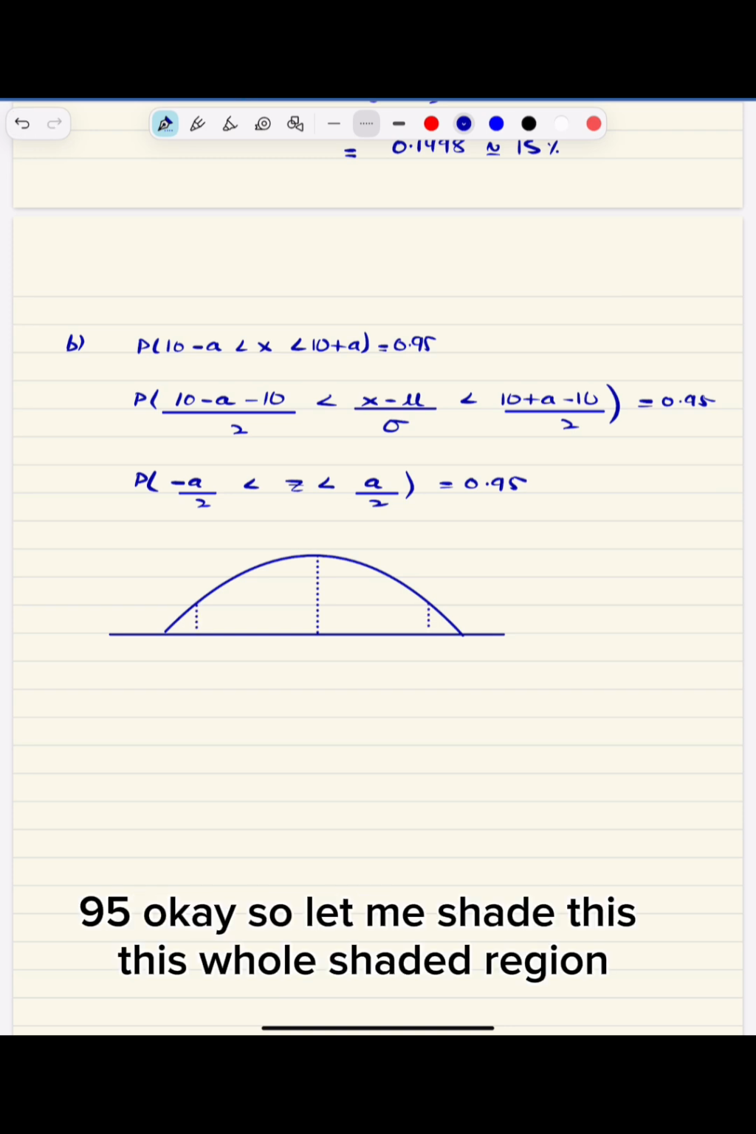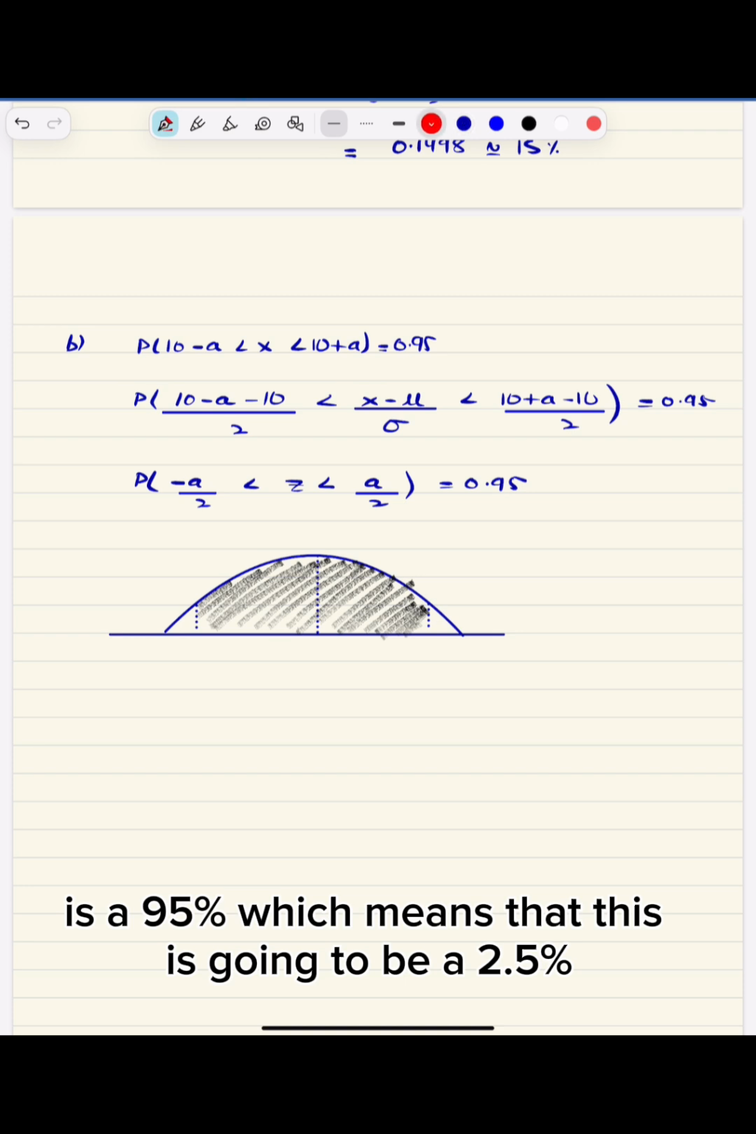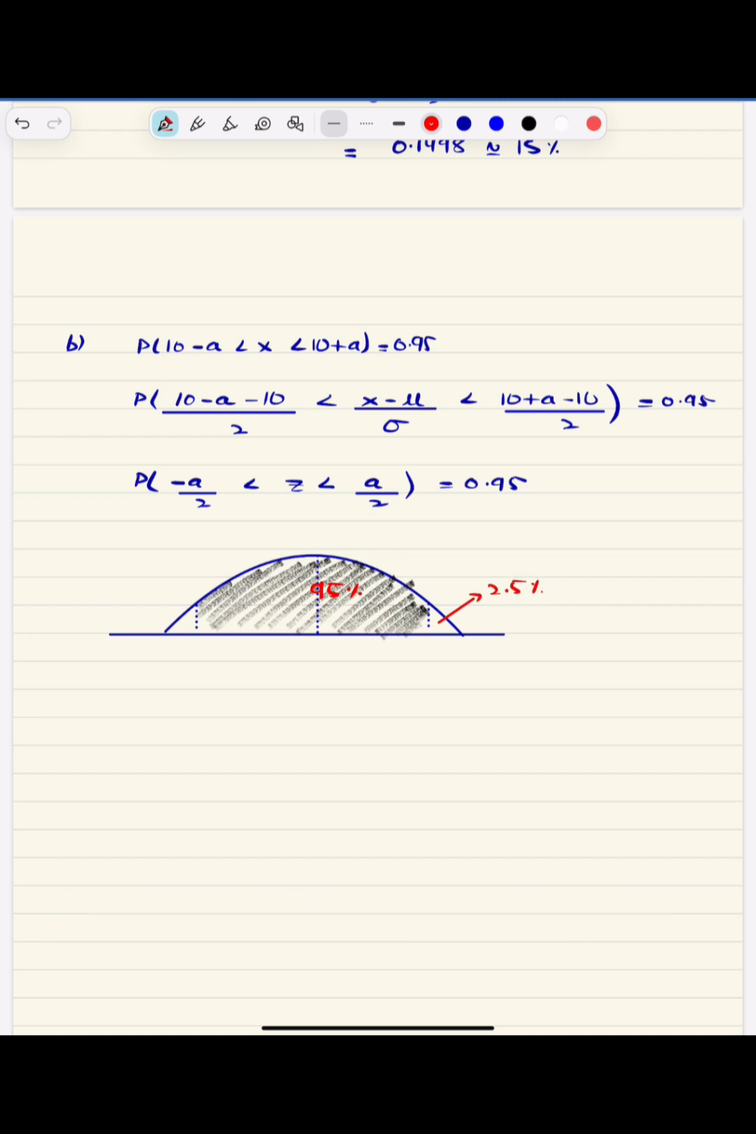95%. Okay, so let me shade this whole shaded region, which is 95%, which means that this is going to be a 2.5%, and this is going to be a 2.5% due to the symmetrical nature.